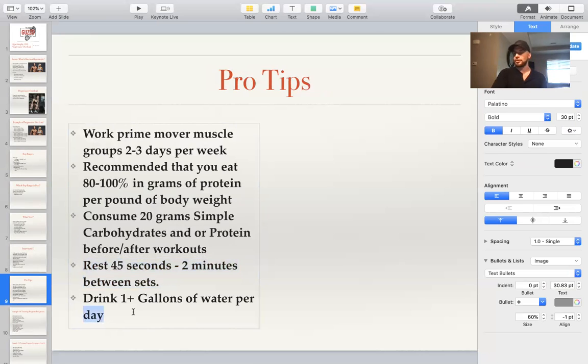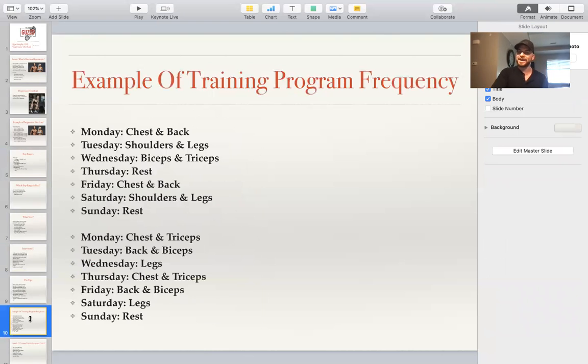Hydration is another thing, guys. So much of our body is made up of water. So drink 1+ gallons of water per day. That's a big statement, but at the end of the day, that's the best advice I can give you on a broad spectrum, right?